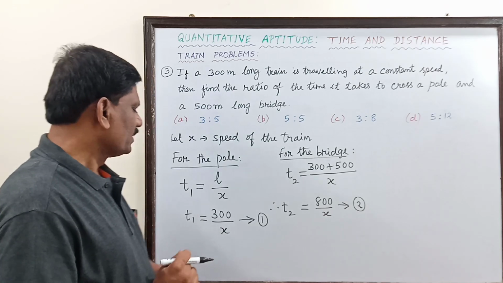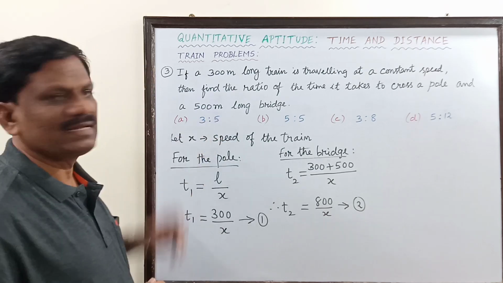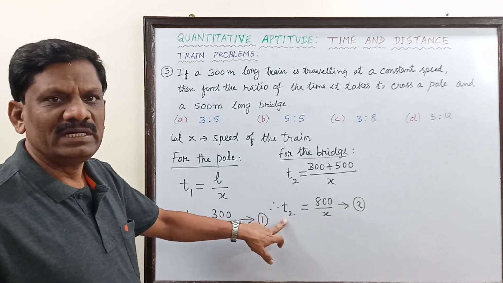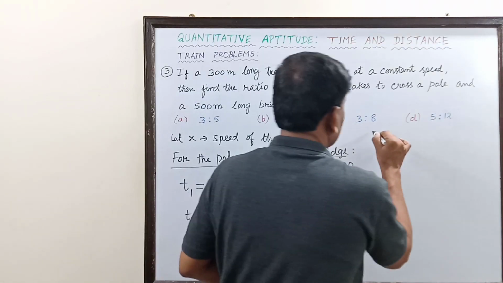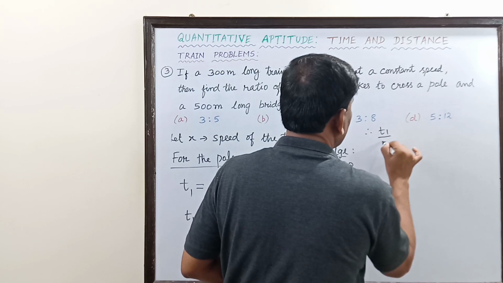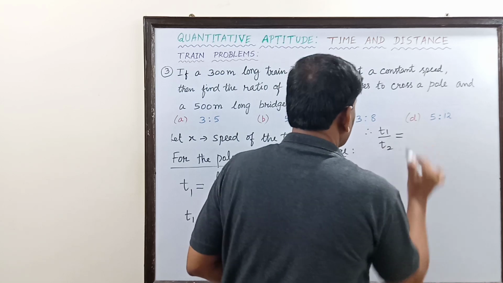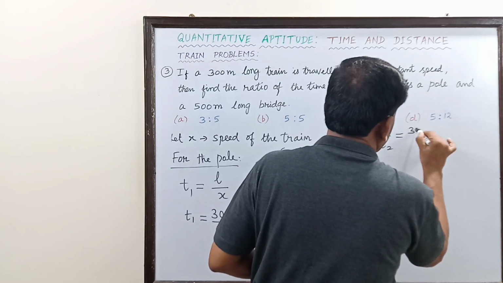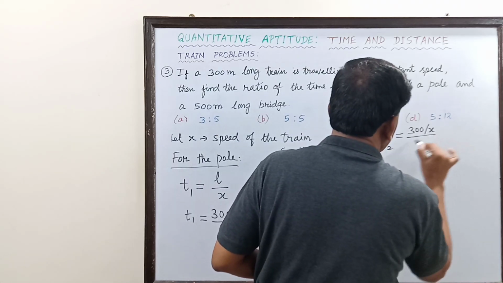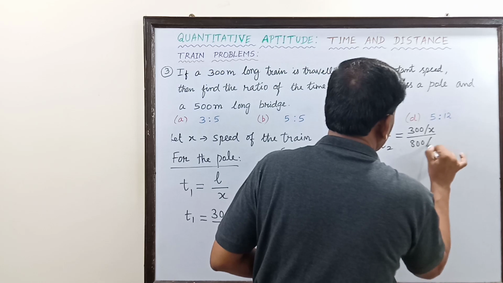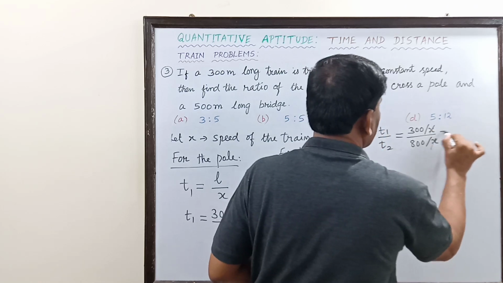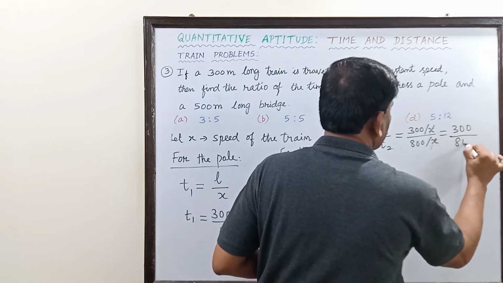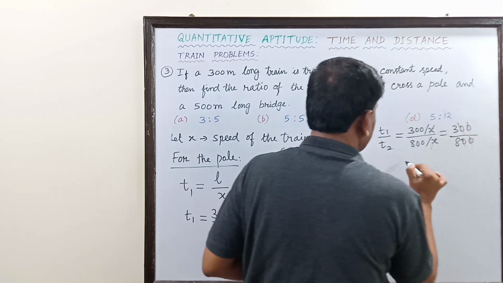Now, what is the ratio asked? The ratio of the times. So t1 is to t2 we have to find out. So we will find the ratio of t1 and t2. This is equal to 300 by x divided by 800 by x. So x gets cancelled and the ratio is 300 by 800, or 3 by 8.